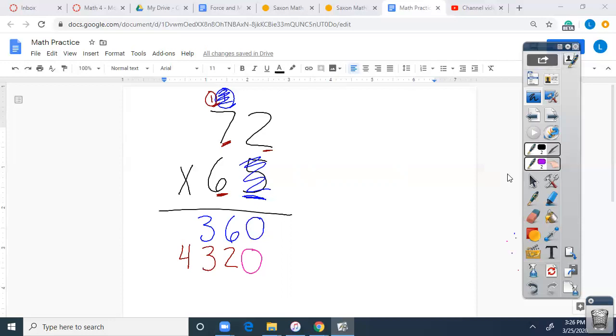And now on to our very last step. We are just going to add these numbers together. 0 plus 0 is 0. 6 plus 2 is 8. 3 plus 3 is 6. And nothing plus 4 is 4. So our answer is 4,680. 72 times 65. Okay?